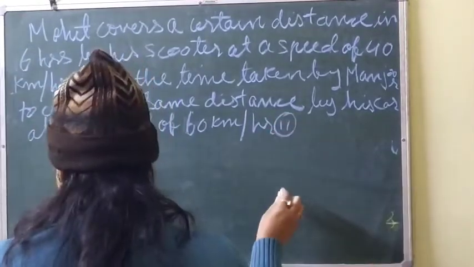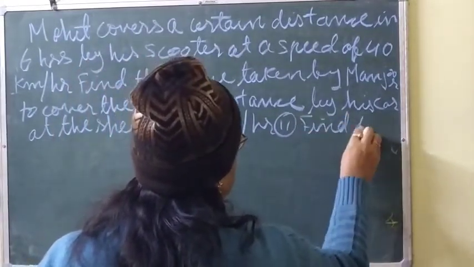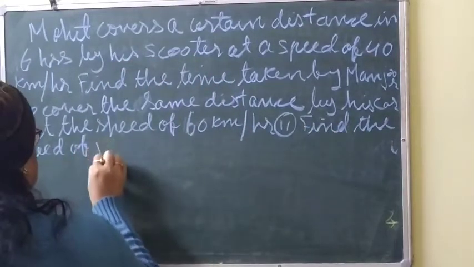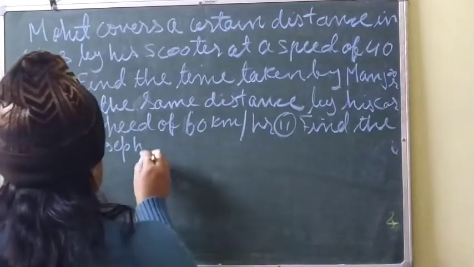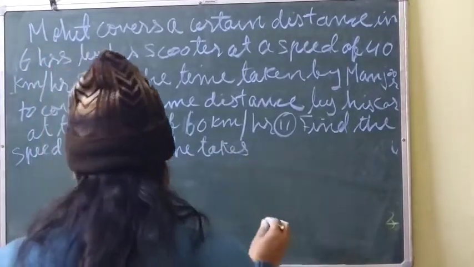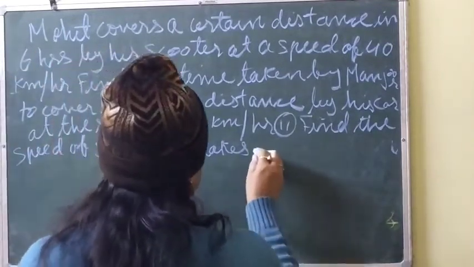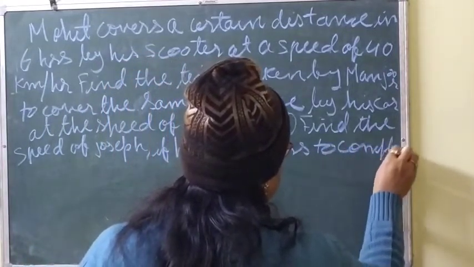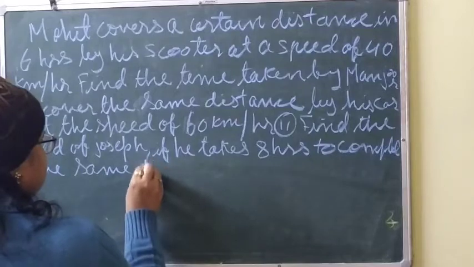And second, find the speed of Joseph if he takes 8 hours to complete the same distance.